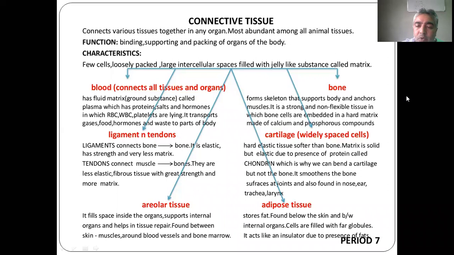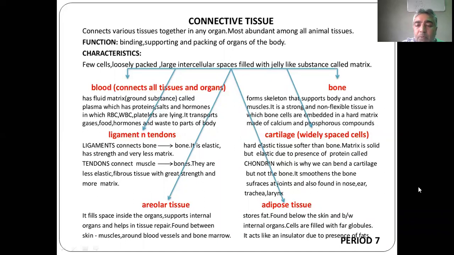Hard elastic tissue, softer than the bone. The matrix is solid but elastic due to the presence of a protein called chondrin, which is why we can bend cartilage but not bone. It smoothens the bone surface at joints and is also found in the nose, ear, trachea, and larynx. These are the sites for cartilage.